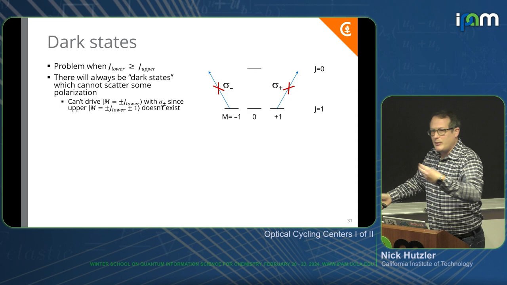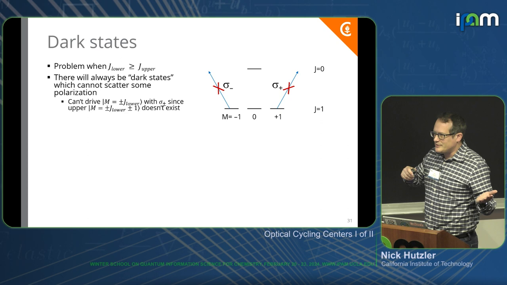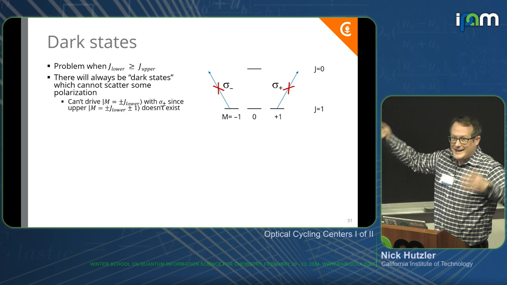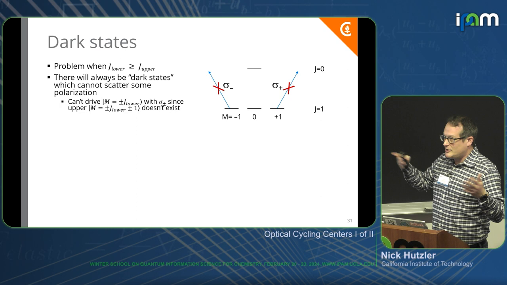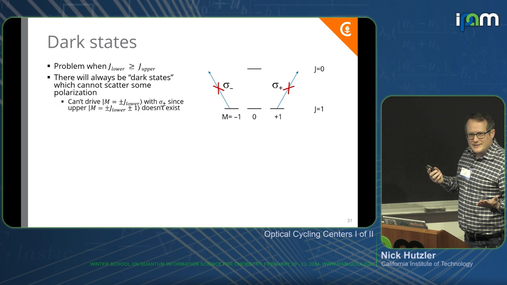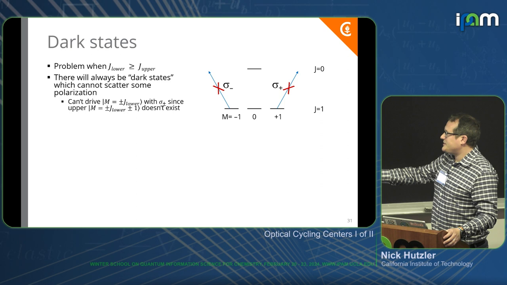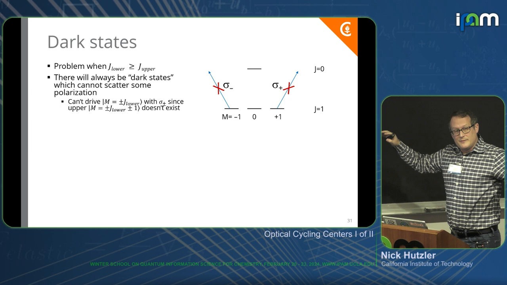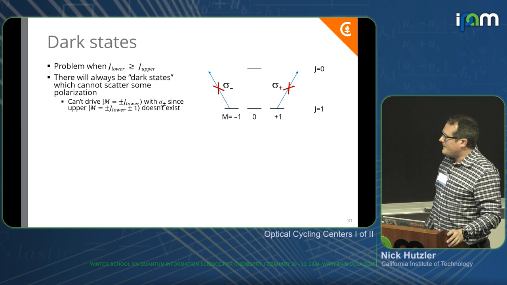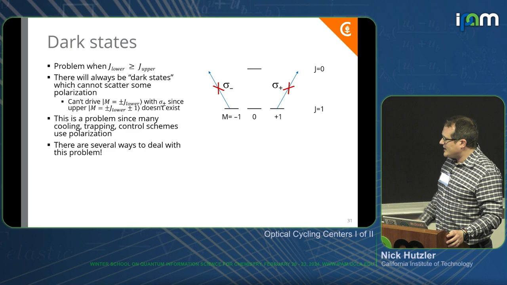If you scatter circularly polarized light, you have to increase the M quantum number by 1 or decrease it by 1, depending on the polarization. So if I'm in this state and I shine light with the polarization that would have to increase M by 1, I can't. There's no excited state to couple to, so the light just passes right through the molecules and doesn't do anything. That's bad, because the whole point was to cycle photons. The same goes for the opposite polarization: there's some other state that's dark. If you have more angular momentum in the excited state, you don't have this problem. But whenever you have the same or less, you always have this problem. That's bad because you stop scattering photons.